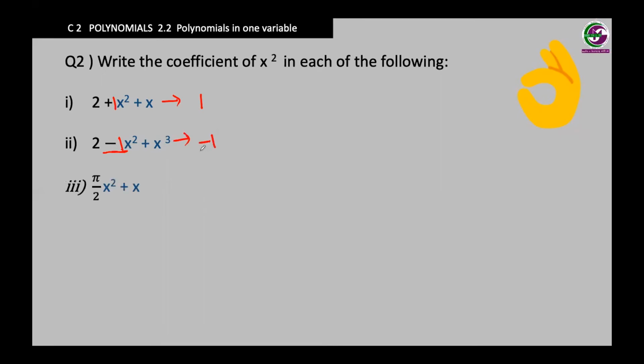Now let's move on to the next one. What is the coefficient of x squared here? X squared is pi by 2. So pi by 2. Do we have x squared in this expression? There is no x squared, so we can say that the coefficient is 0, because we can actually write this as 0x squared plus square root of x. So what is the coefficient of x squared? 0.